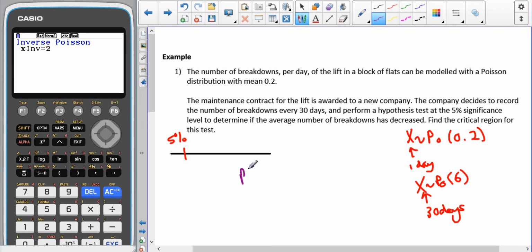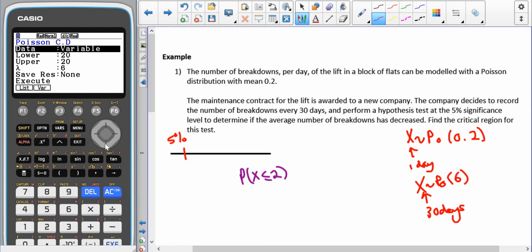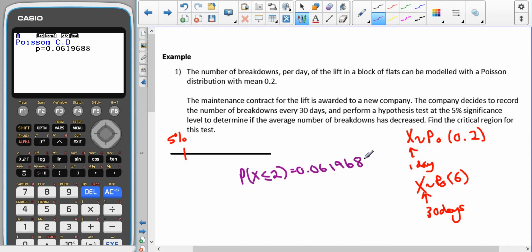So we're going to start off by having a look at the probability that X is less than or equal to 2. So then going to Dist across Poisson, PCD. Our lower is 0, our upper is 2, and our lambda is 6. Remember, if you have one of the old types of calculator, you're just going to have x and mu. Your x will be 2, your mu will be 6, because remember the mean is the same as the variance, which is the same as the parameter, which is lambda. So that gives us 0.06196888, which is more than 5%, so that's not our critical value.